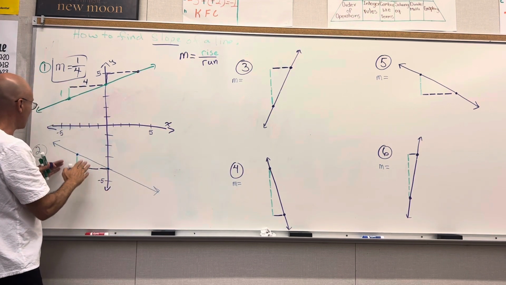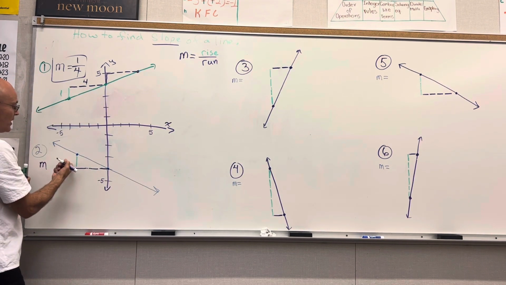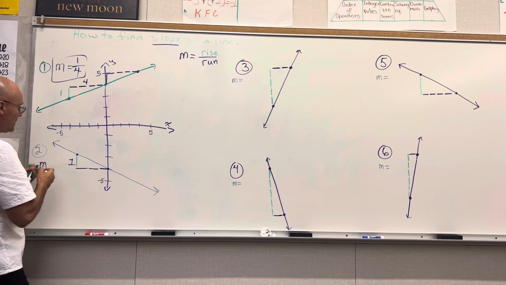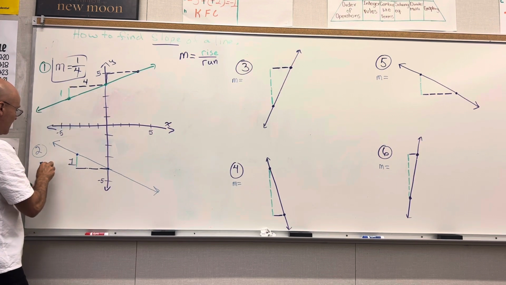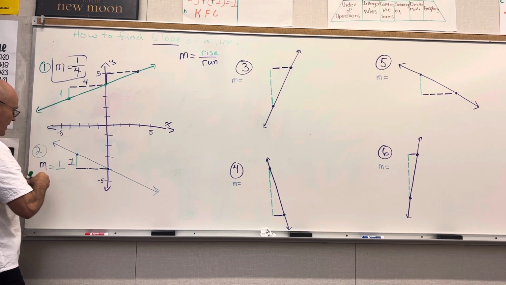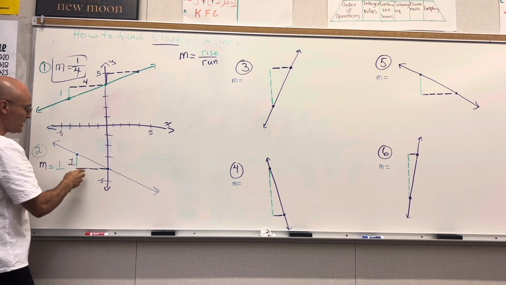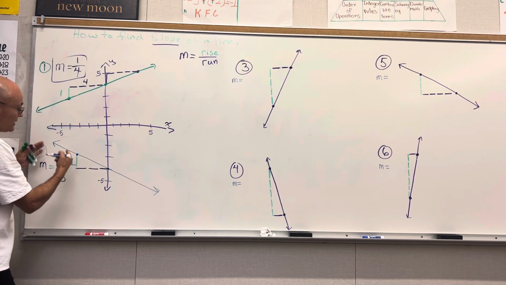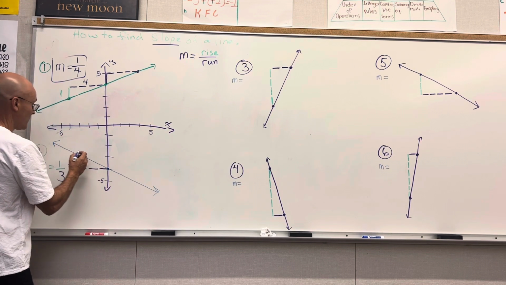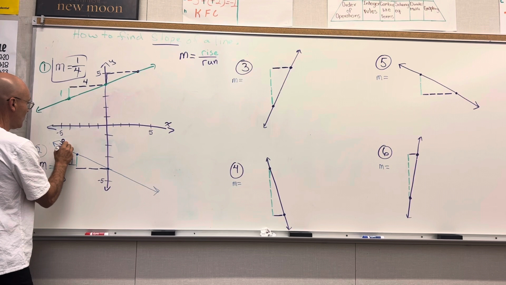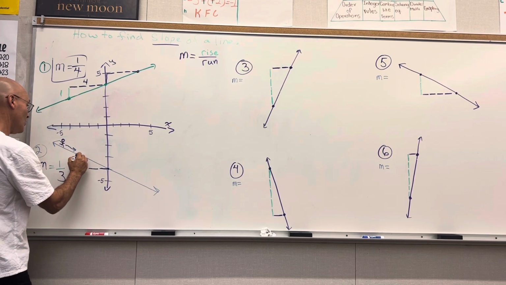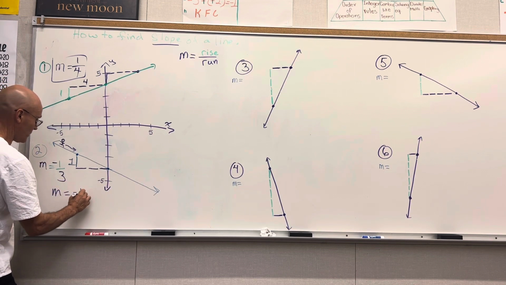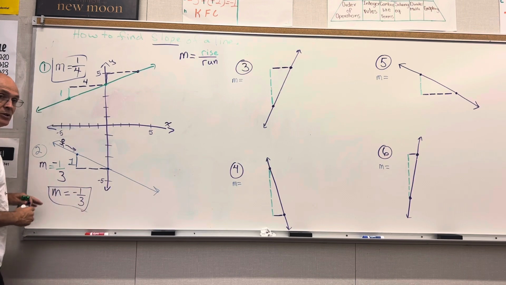So let's see if we can find the stairs for number 2. Number 2, we have this green hash. It's going down 1. I should have made that green. And then 1, that's the rise, it's actually going down. And then the run is 3, 1, 2, 3. And the last thing is, realize that it's going downhill. If you remember me talking about the bald guy walking down the line, it's actually going down 1 floor and to the right 3. And so you should have a slope of negative 1/3. And that's the answer to number 2.